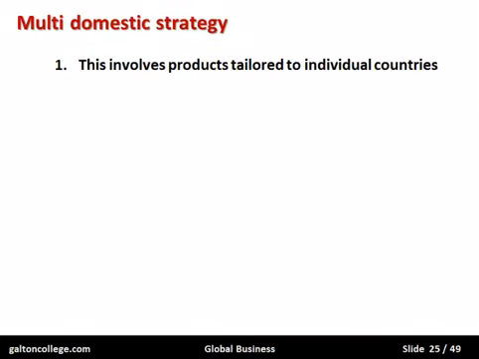Multi-domestic strategy. Well, this involves products tailored to individual countries. We think of products aimed at particular countries. For example, air conditioners are particularly suited to tropical countries. So the big industries in air conditioning, the big producers, normally are clustered in countries with very high temperatures and with a requirement for air conditioning. So it involves products tailored to individual countries. Multi-domestic strategy.